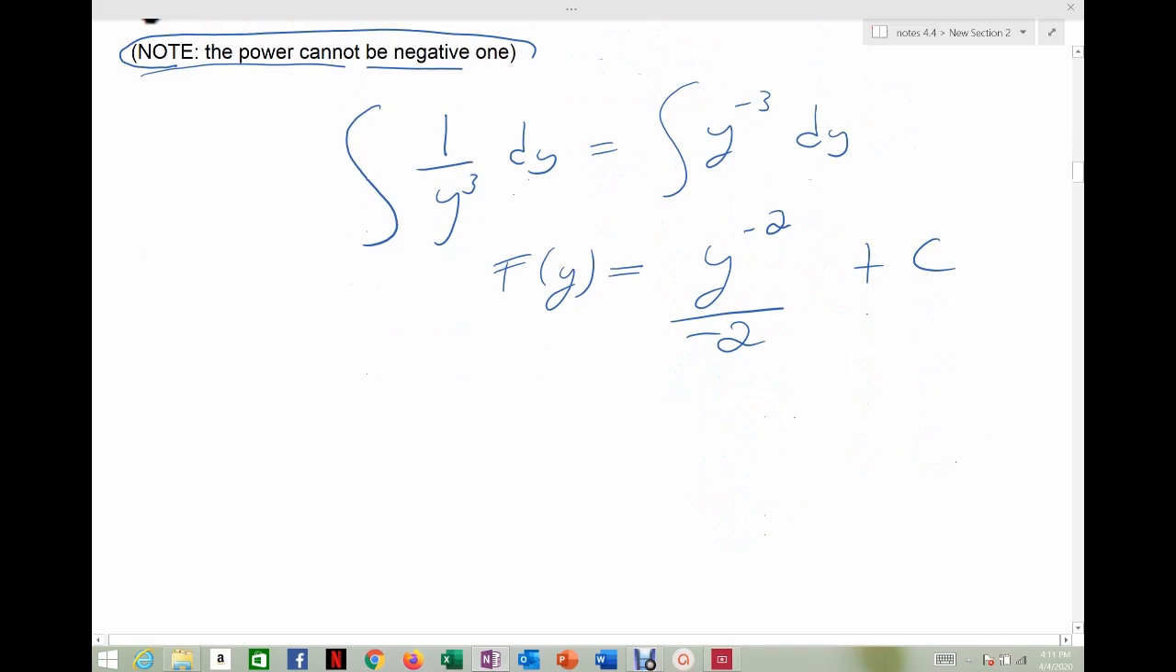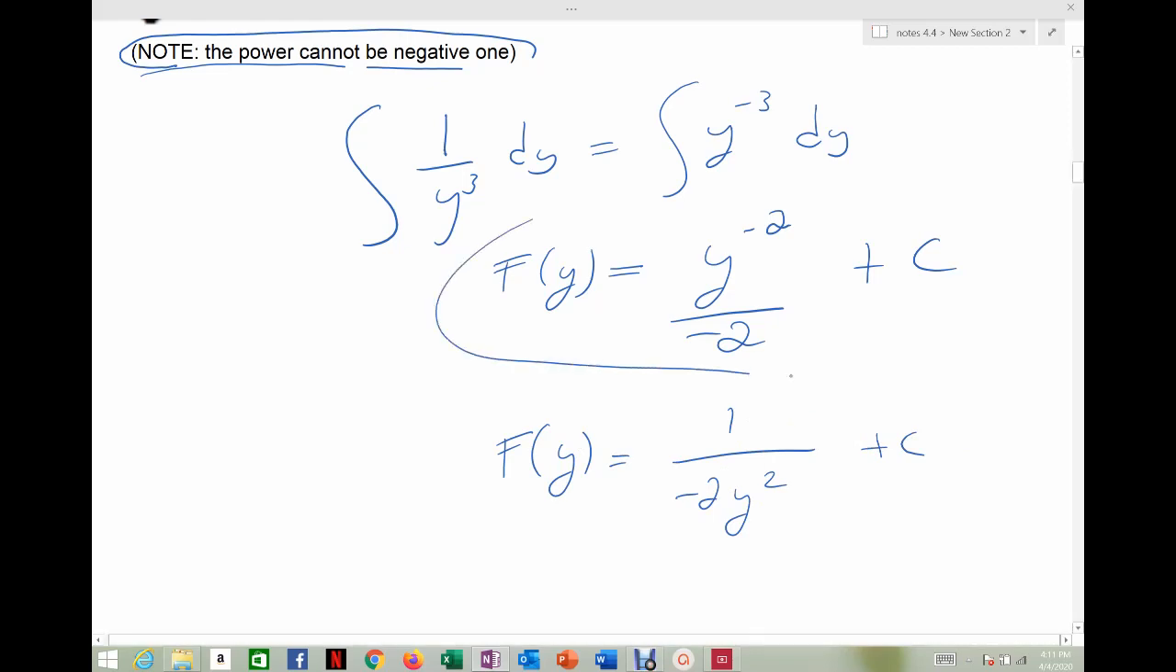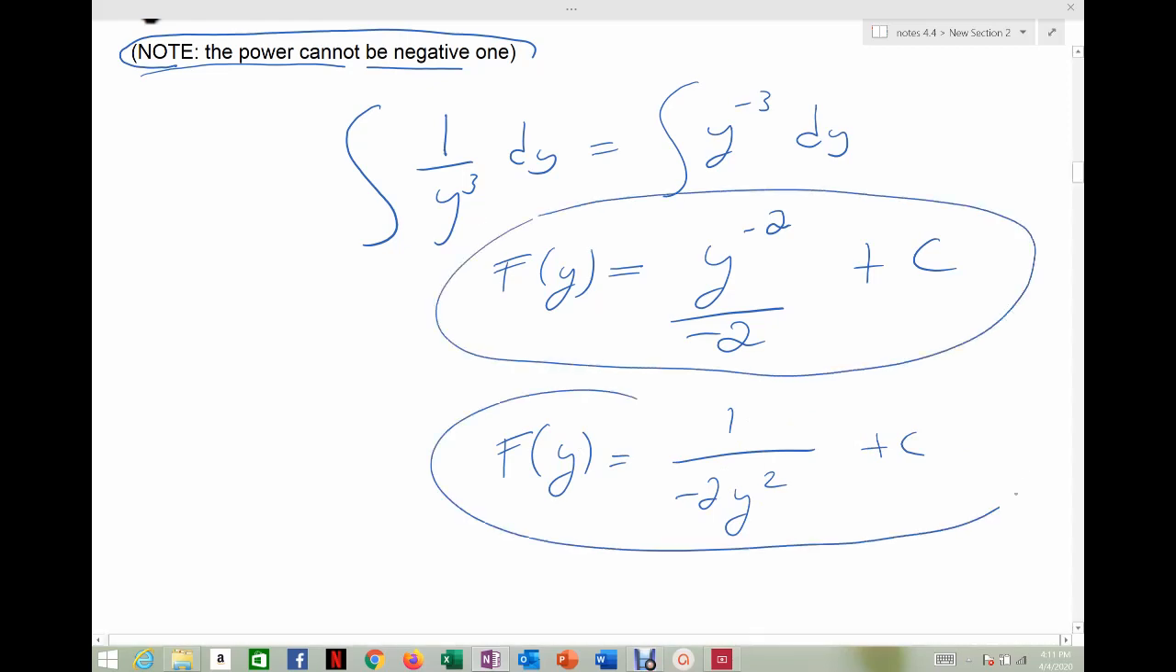Like I said, it's fine if you leave it like that. Just be aware that if this was a problem on Connect, they would rewrite it. So it does rewrite as 1 over negative 2y squared. But I would accept on your test either one of these. So there's the antiderivative of the power rule.